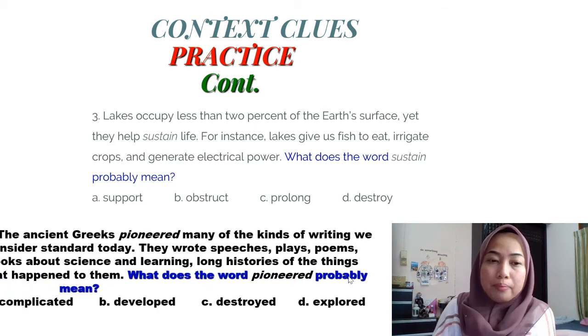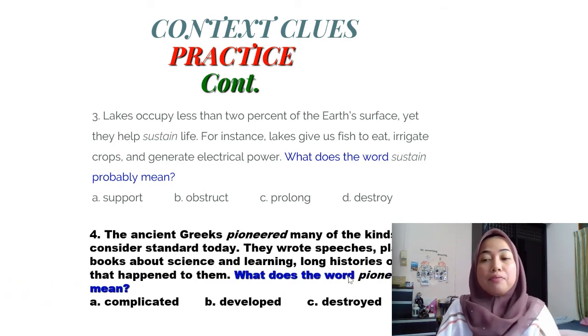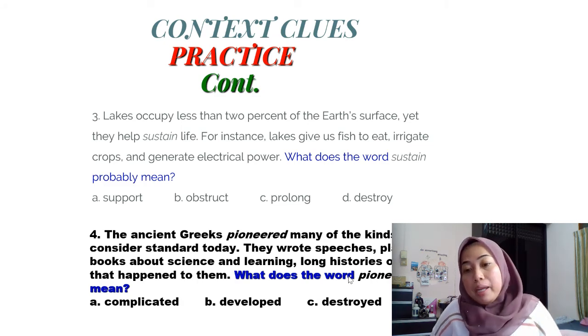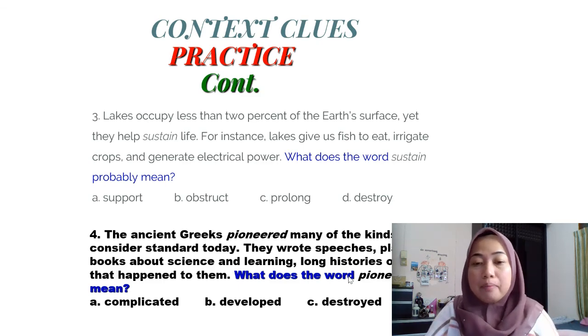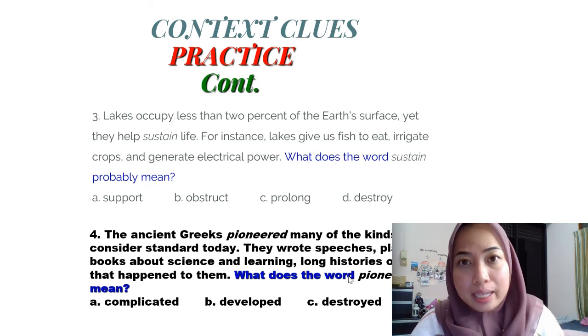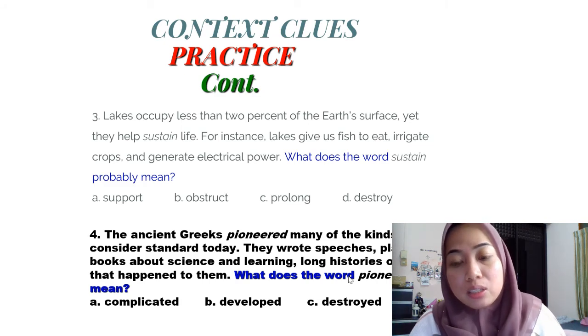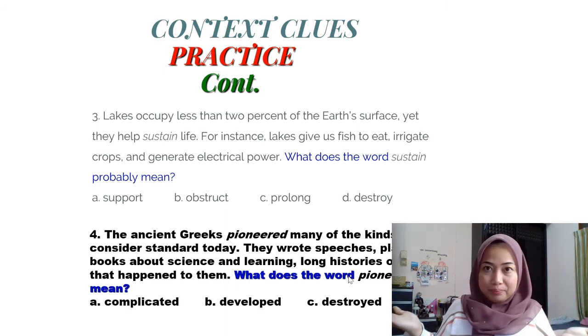Question number 4. The ancient Greeks pioneered many of the kinds of writing we consider standard today. They wrote speeches, plays, poems, books, and works on science and learning, long histories of the things that happened to them. What does the word pioneered probably mean? Is it A, complicated, B, developed, C, destroyed, and D, explored? Which one?